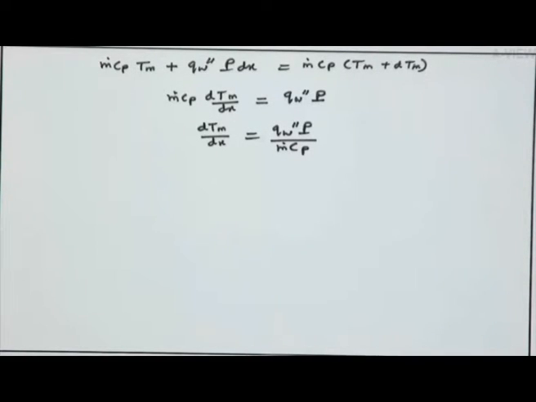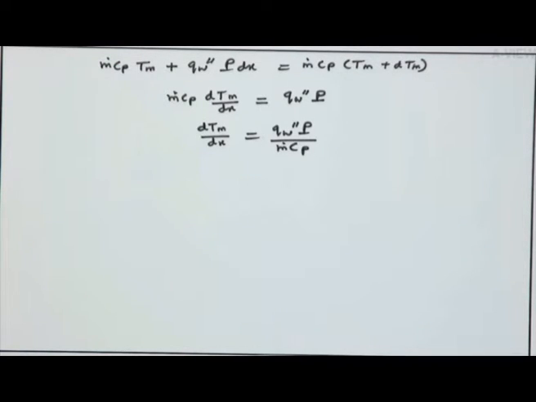Neglecting axial conduction is very common in pipe flows where the primary mode of transport along the axial direction is advection and not conduction. Conduction primarily dictates the transport along the transverse direction, but not along the axial direction. So, this is dTm by dx.